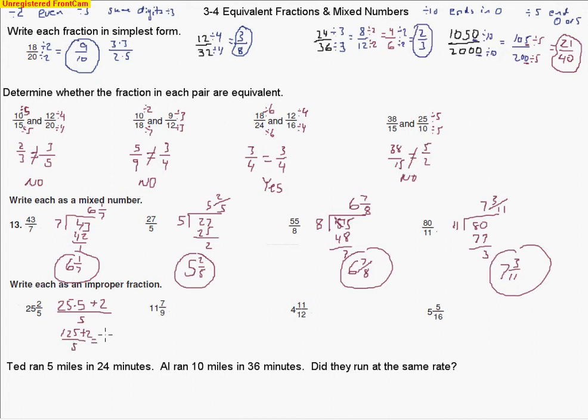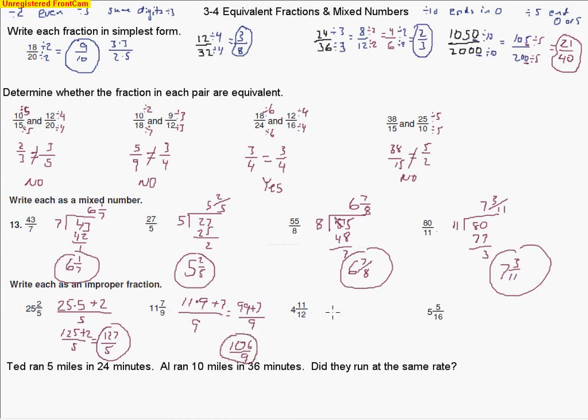So that makes a total of 127 over 5. Next one here says 11 and 7/9. We're going to do 11 times 9 plus the 7 is all over 9. So we go ahead and multiply. I get 99 plus 7. Again, that's all over 9. So we add those two numbers together. That gives us 106 all over 9. So 106/9.